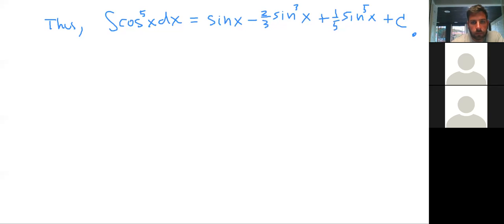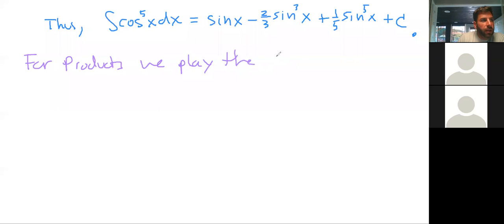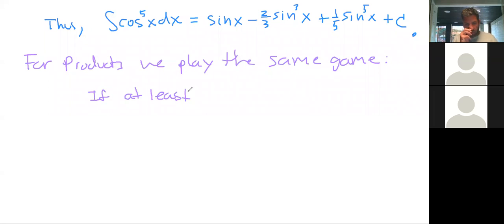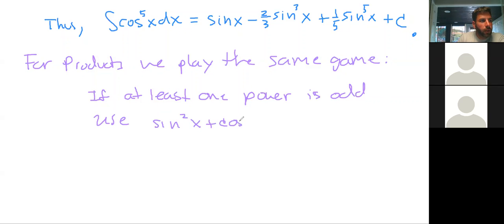All right, any questions about this? Okay, so here's the next thing. For products, we play the same game. If at least one power is odd, use this formula. So let's do an example to illustrate what I mean.